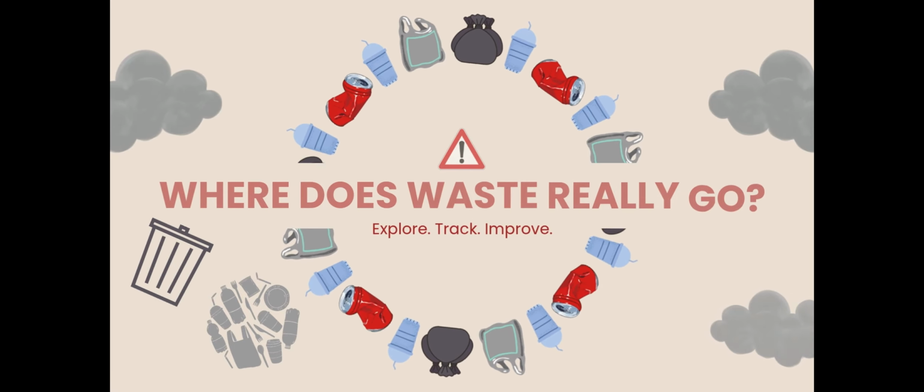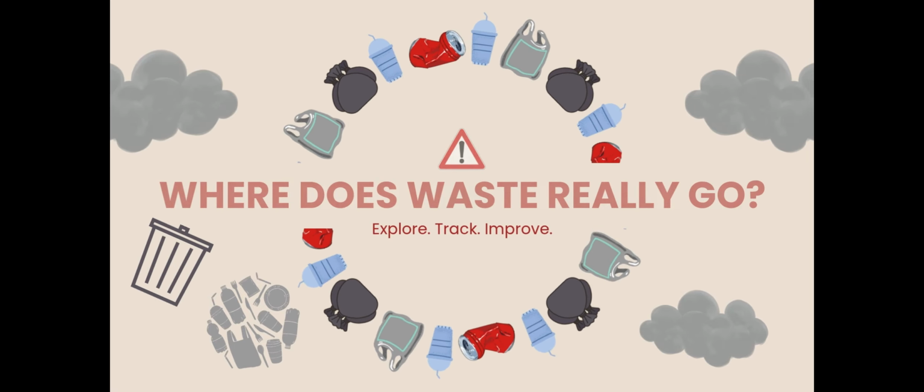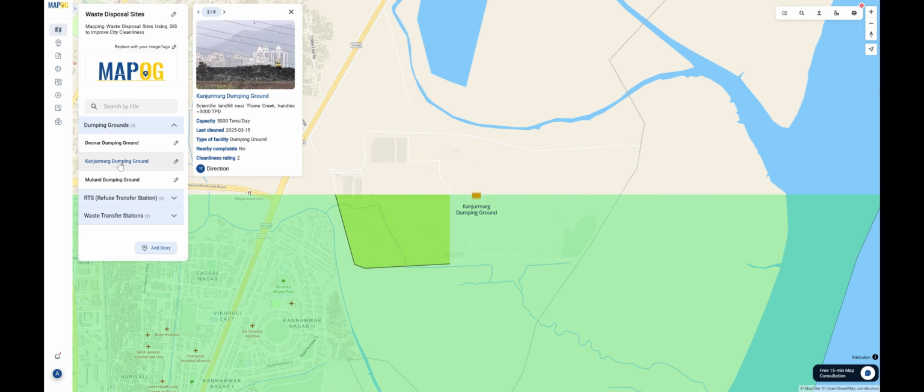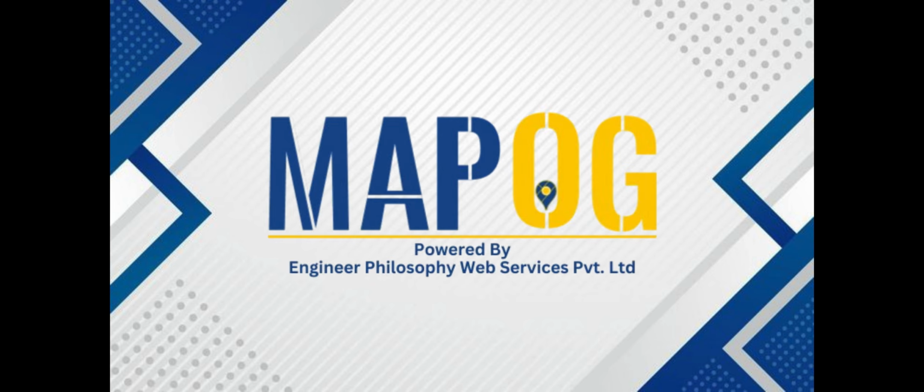Imagine seeing your city's waste system come to life. Not just where the garbage ends up, but how well each site is maintained, how often it's cleaned, and where the issues really are. With MAPOG, you can turn that data into a powerful, interactive map anyone can explore.